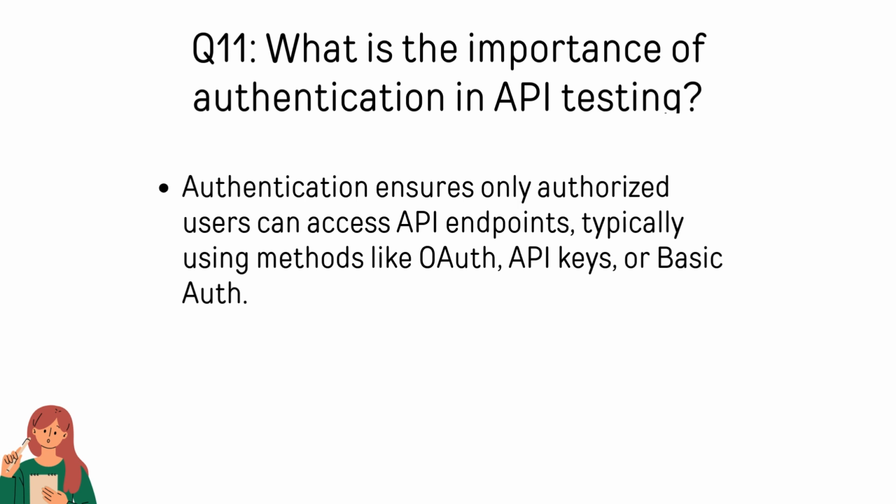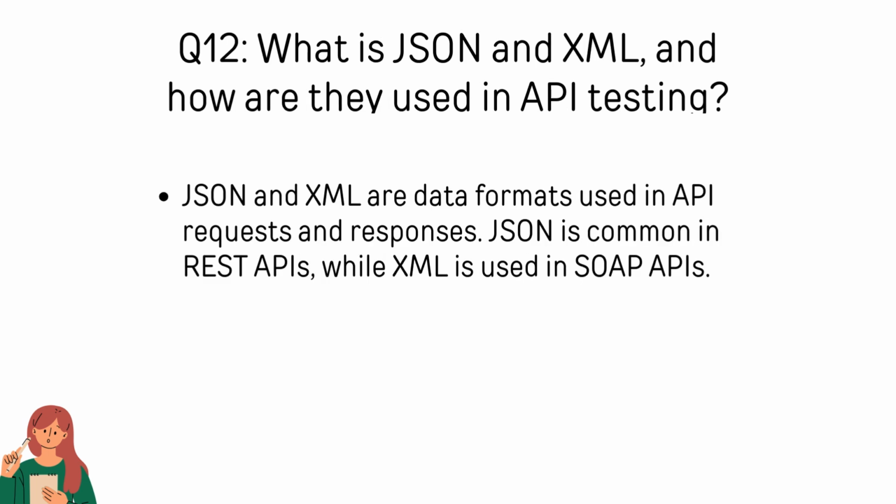Question 11. What is the importance of authentication in API testing? Authentication ensures only authorized users can access API endpoints, typically using methods like OAuth, API keys, or basic auth. Question 12. What is JSON and XML and how are they used in API testing? JSON and XML are data formats used in API requests and responses. JSON is common in REST APIs, while XML is used in SOAP APIs.